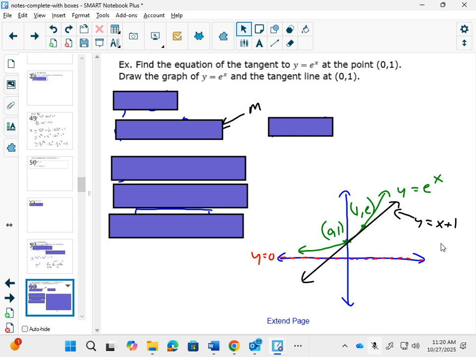But how do we find the equation of that line? Well, if you want to find an equation of a line, you need two things. You need its slope, and you need one point. We already have the point. The point is at 0, 1. How do we find the slope?